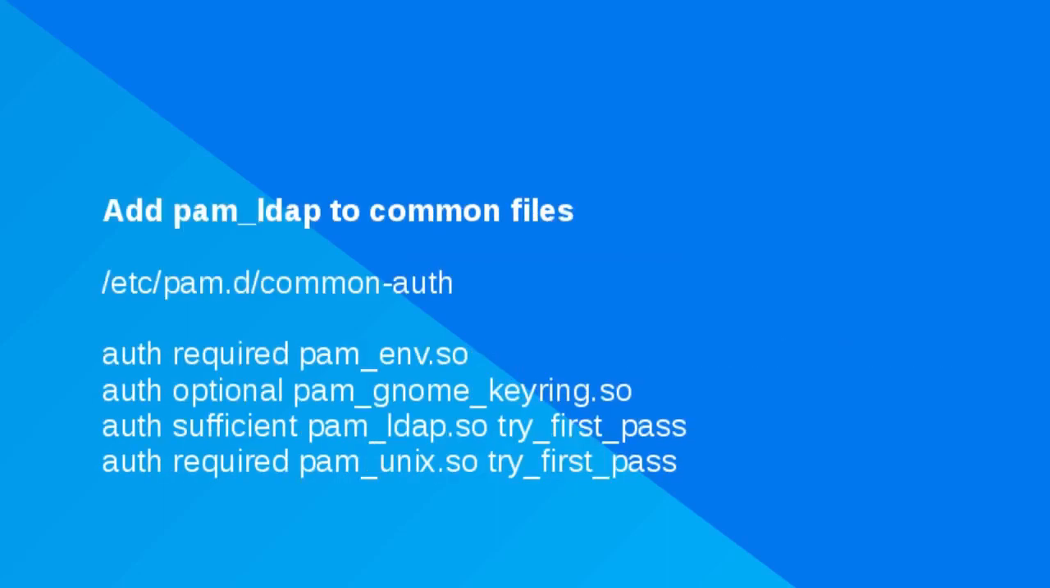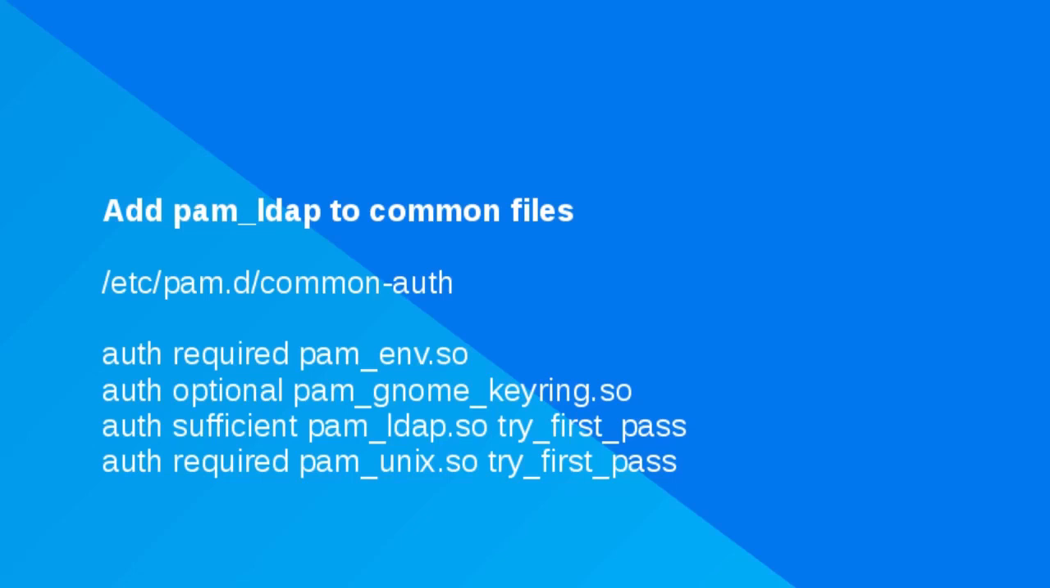To enable all services using the common-auth file to use LDAP, add a line with the PAM LDAP module. In our configuration, we will make the control sufficient, so if authentication via LDAP to eDirectory succeeds, there is no need to also attempt an authentication to the local SUSE system by way of the PAM Unix module.